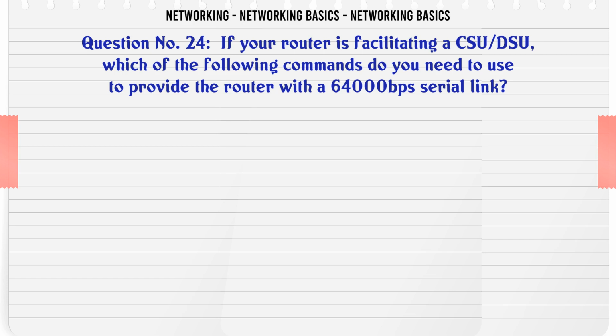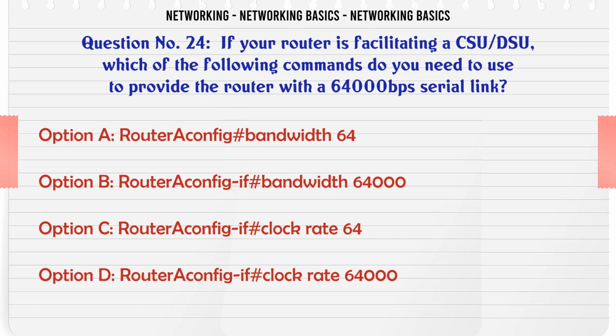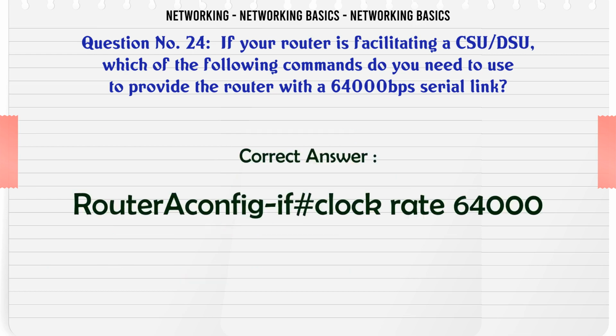If your router is facilitating a CSU/DSU, which of the following commands do you need to use to provide the router with a 64000 bps serial link? A. routerA(config)#bandwidth 64. B. routerA(config-if)#bandwidth 64,000. C. routerA(config-if)#clock rate 64. D. routerA(config-if)#clock rate 64,000. The correct answer is routerA(config-if)#clock rate 64,000.